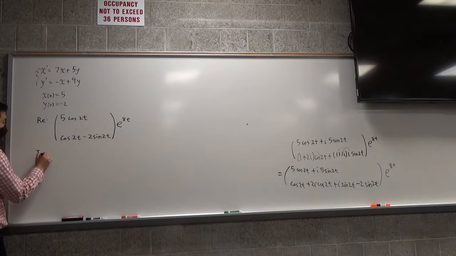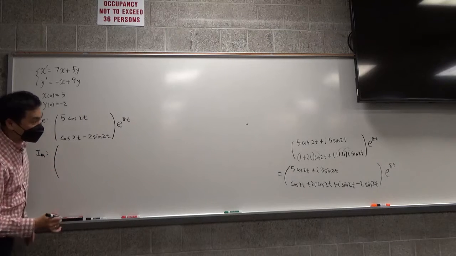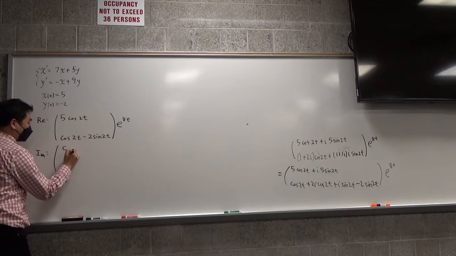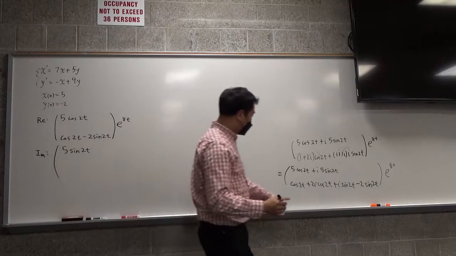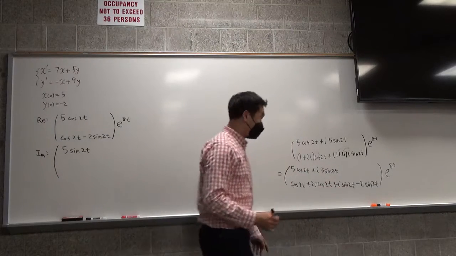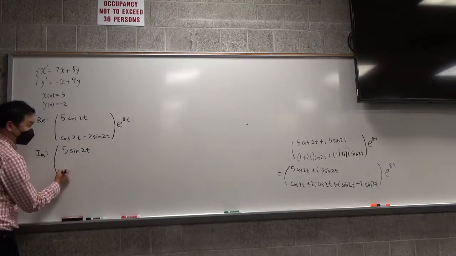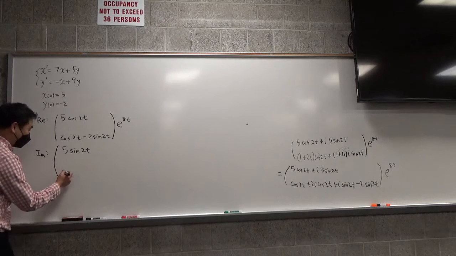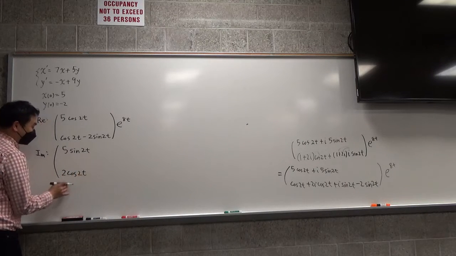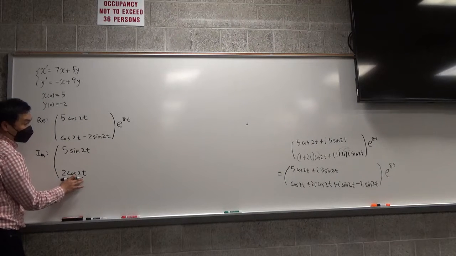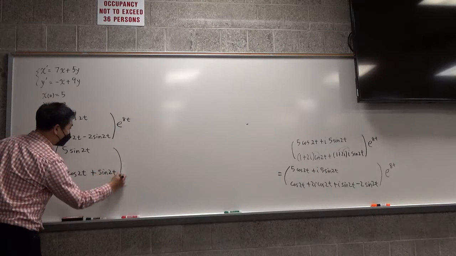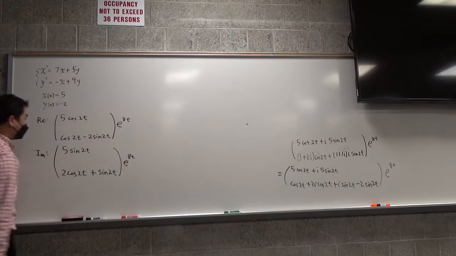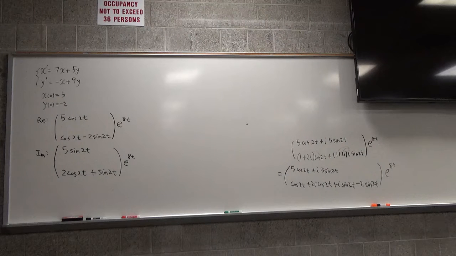The imaginary part are the ones attached to i. So 5 sine 2t is attached to the i. And then 2 cosine 2t and sine 2t are both multiplied with i. Remember, for the imaginary part, you don't write the i. You're just writing down what's multiplied to i. So this times i, and then the other one is plus sine 2t times i. So that's your imaginary part. And these are separately solutions of this.